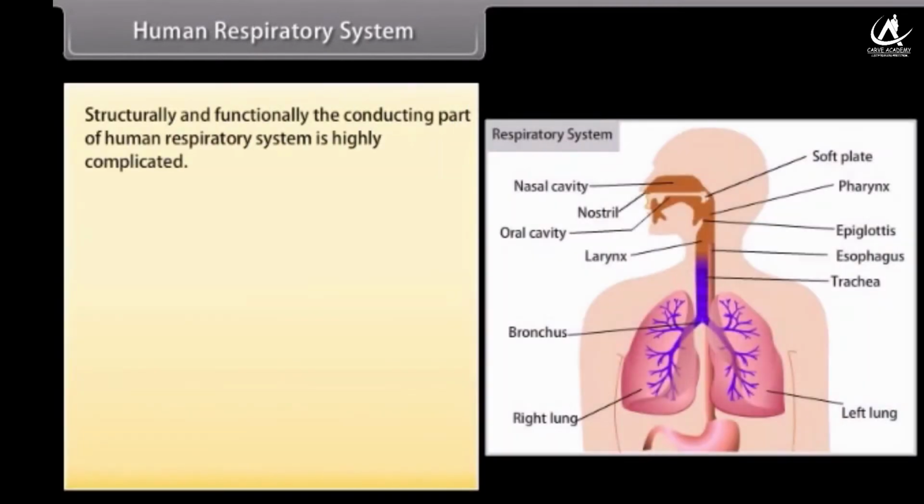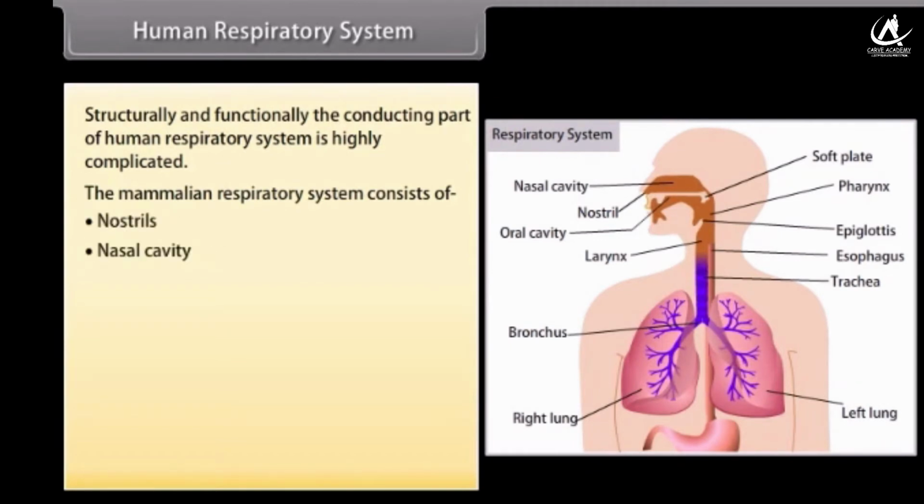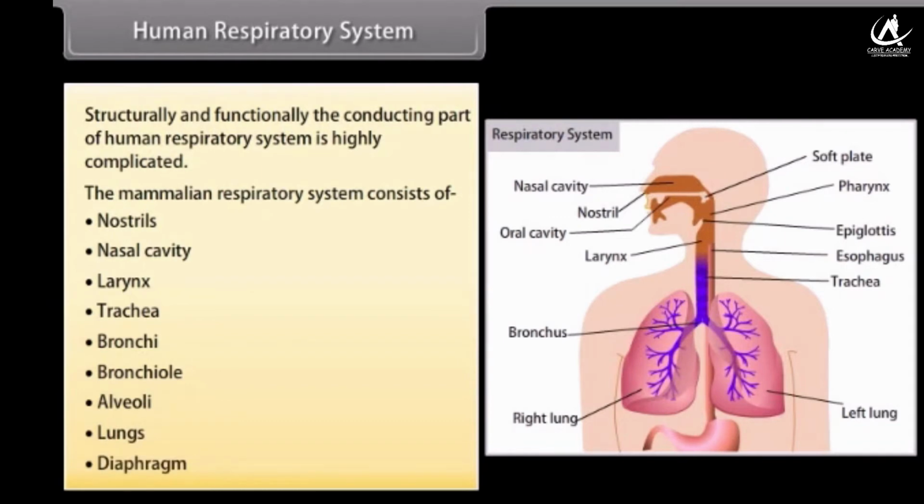Human respiratory system. Structurally and functionally, the conducting part of the human respiratory system is highly complicated. The mammalian respiratory system consists of nostrils, nasal cavity, larynx, trachea, bronchi, bronchiole, alveoli, lungs, and diaphragm.